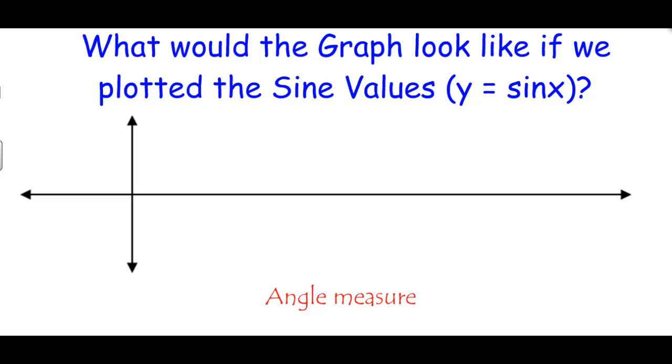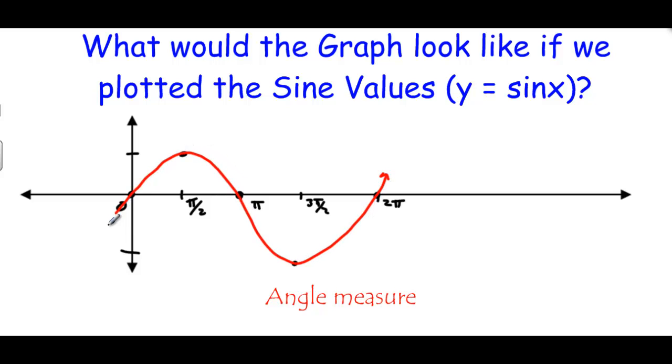So if we went through again and tried to graph this at 0, we actually had a y value of 0. The next nice pretty number was at pi over 2, which was a value of 1. If I went back around our unit circle, at pi we were at 0. At 3 pi over 2, we were at -1. And then all the way around to 2 pi, we were back to 0. So if I draw a smooth curve through this, this is what my sine curve would look like.